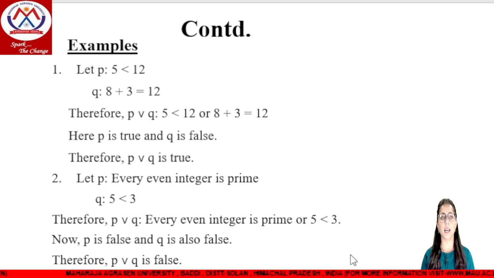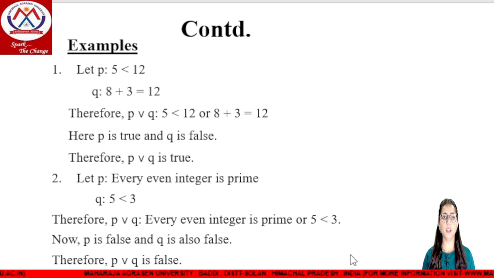Let us see some simple examples. Taking example number 1, we have two statements. P is 5 less than 12 and Q is 8 plus 3 is equal to 12. How can we take its disjunction P or Q? 5 less than 12 or 8 plus 3 is equal to 12. Here P is true and Q is false. Therefore this disjunction is true, because one of the statements is false and one is true. So when P is true and Q is false, its disjunction will be true.